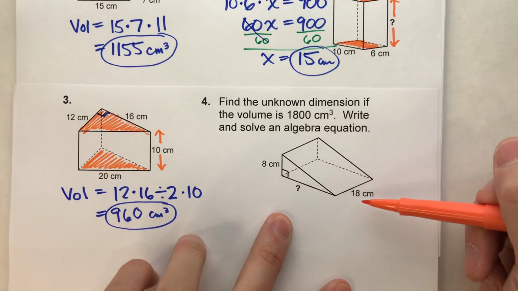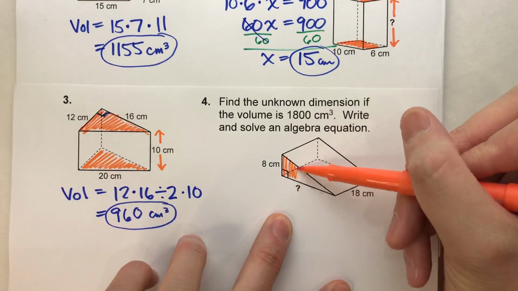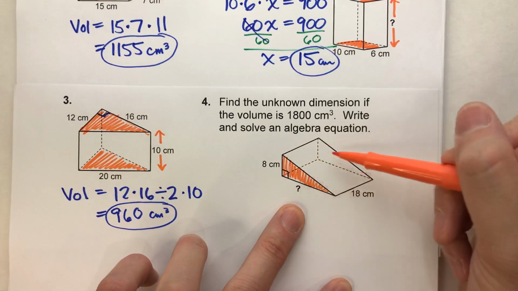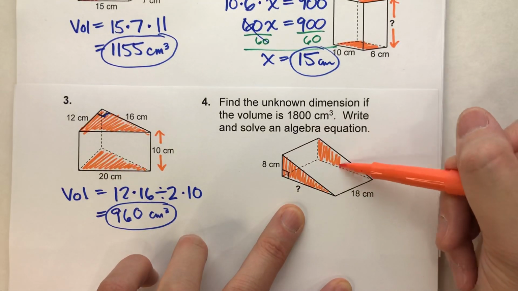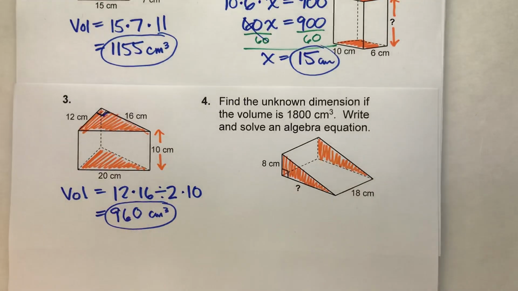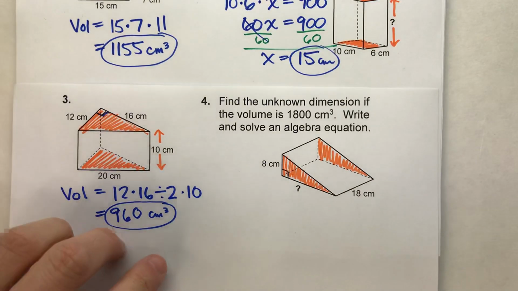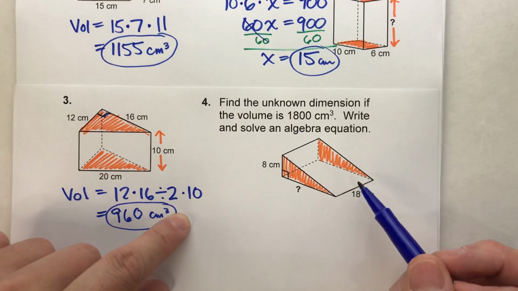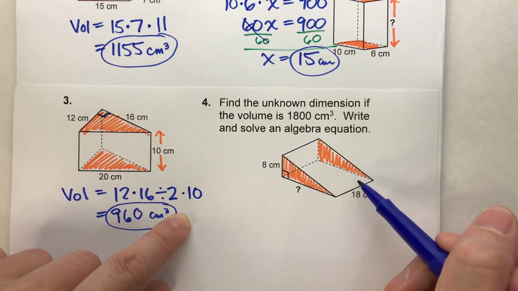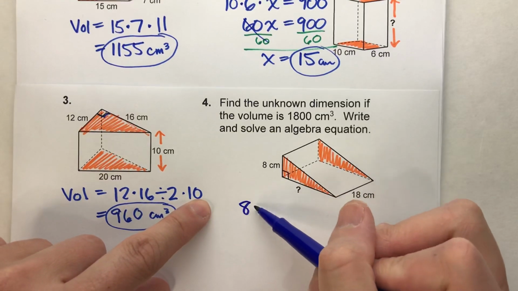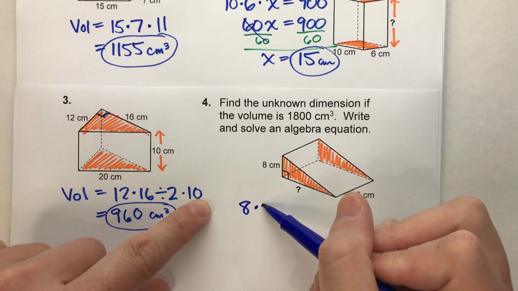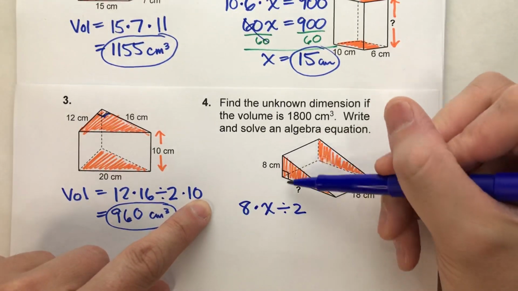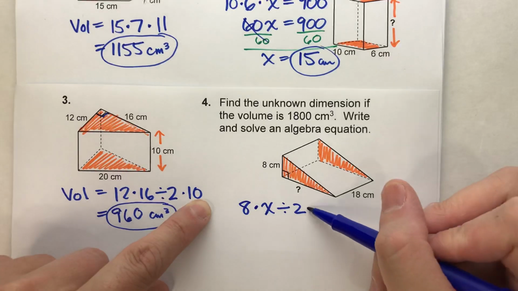Okay, so notice on this one, this is my base this time, this triangle, and I know that because the exact same shape is directly across from it on the other side. Okay, so when I set up my equation, I'm going to use this as my base. So the volume of this prism is 8 times, we don't know that dimension, x, divided by 2 because it's a triangle. So that's the area of the orange triangle, times the height of the prism.